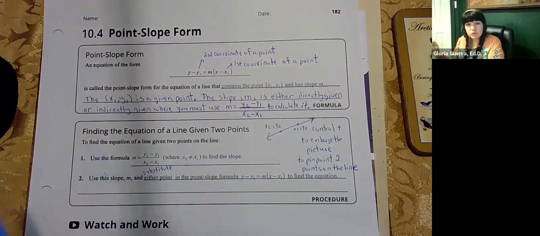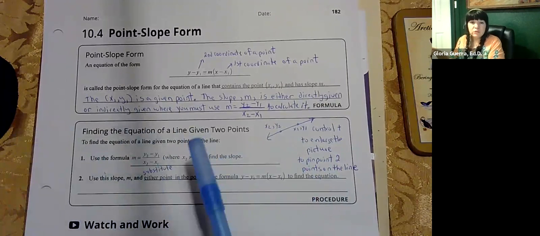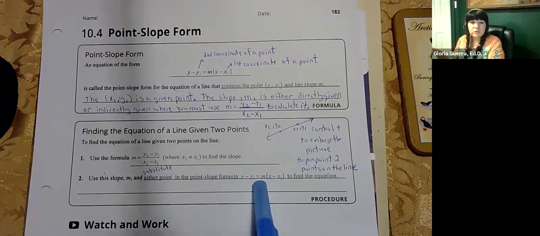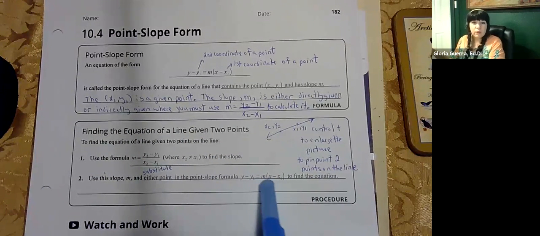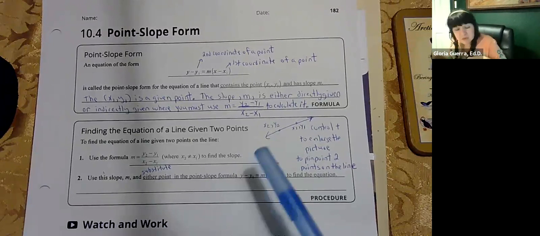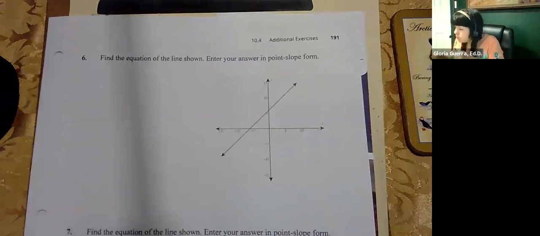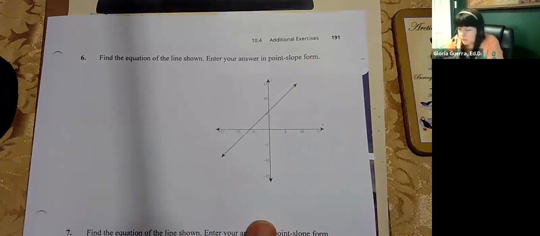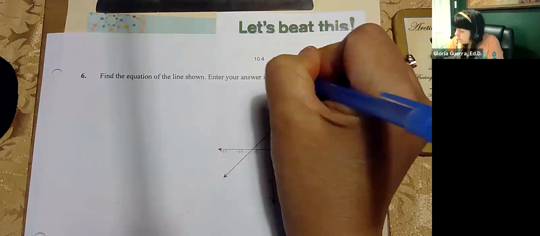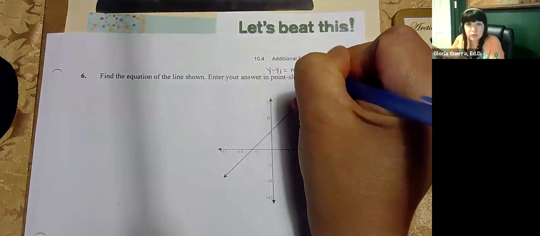Then once you do that, you'll substitute right here, and then the x1 and y1 into this formula, and then you have this equation in this format. That's kind of the idea. So what I was going to say here is that on your point-slope form, it's y minus y1 equals m times x minus x1. That's the point-slope form.